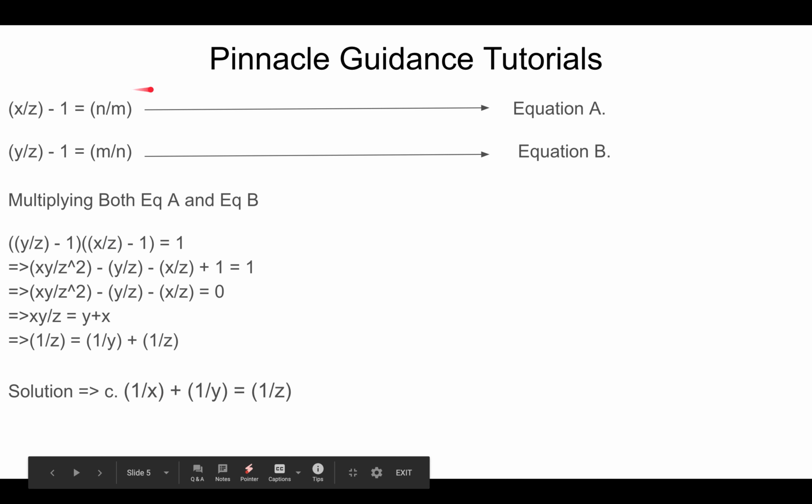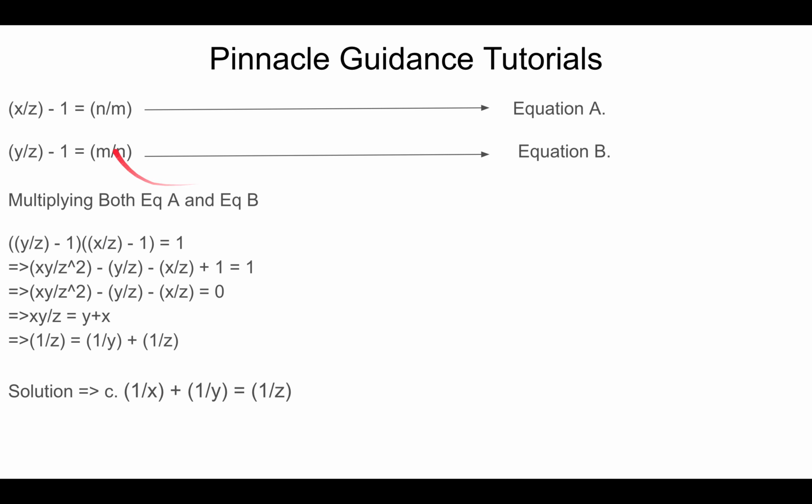These are the two equations, equation A and equation B. Now we can multiply both these equations. When multiplying, on the right hand side we will get 1, because N by M multiplied by M by N is equal to 1.